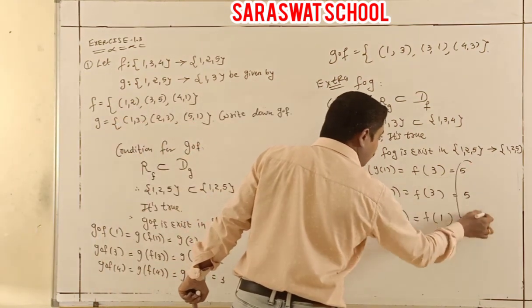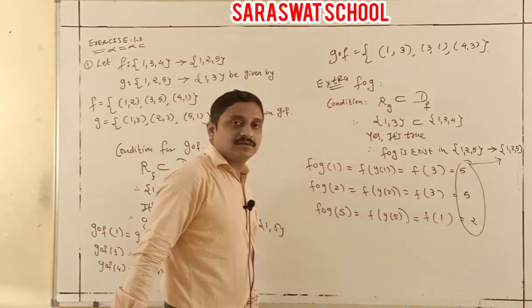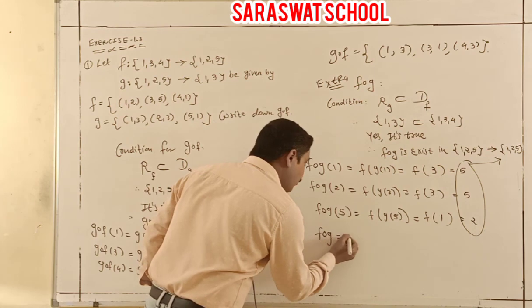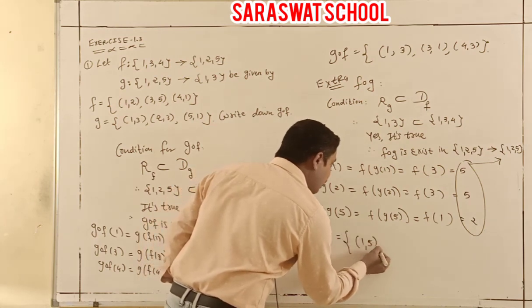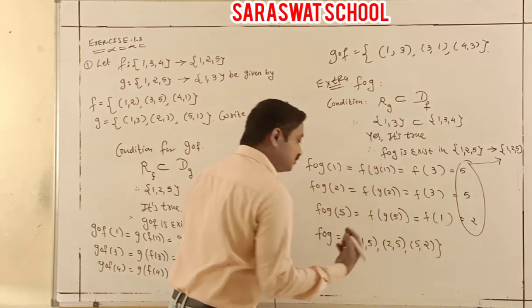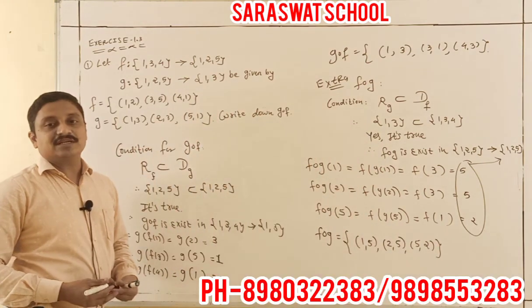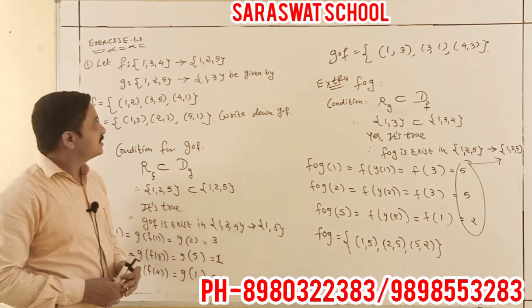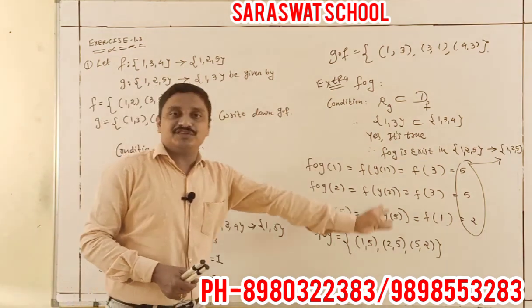Check, this answer always belongs to the range. That's why I first check the condition. So f of g values finally done: 1 then 5, 2 then 5, and 5 then 2. And here students, this value is fine over here. Correct? Yes. Now your first question is finished.